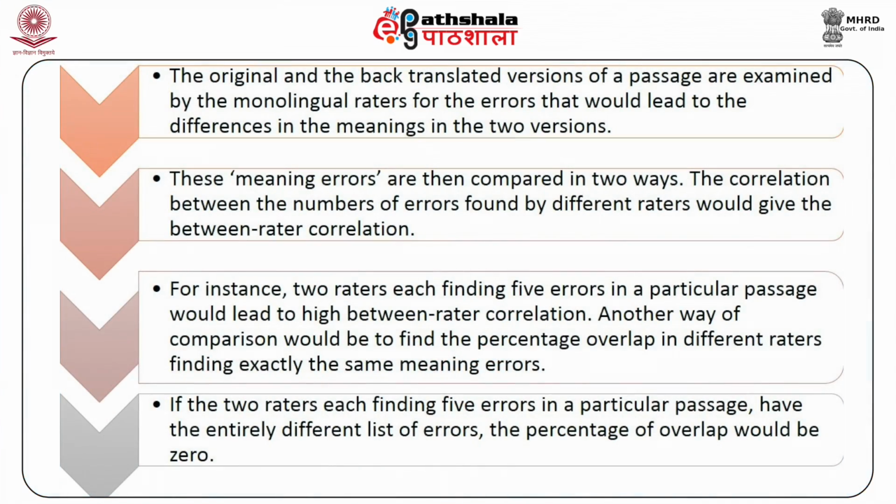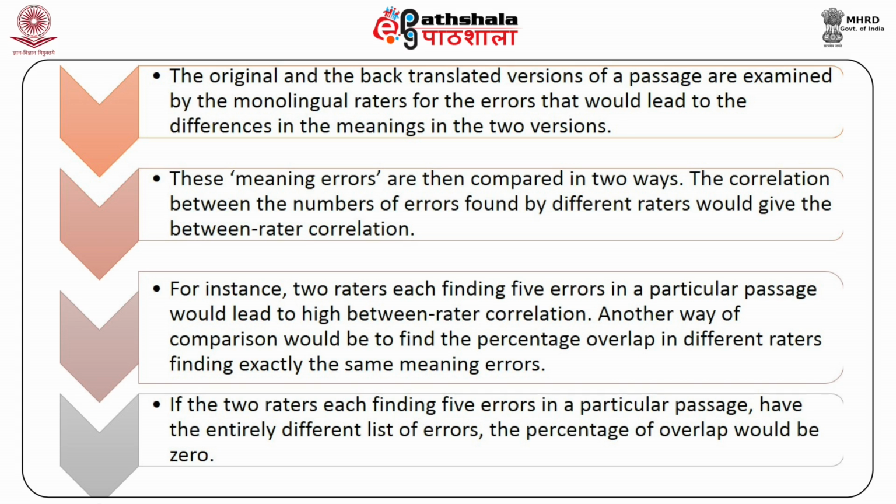1. The original and back translated version of a passage are examined by monolingual raters for the errors that would lead to differences in the meaning in the 2 versions. These meaning errors are then compared in 2 ways. The correlation between the number of errors found by different raters would give the between rater correlation. For instance, 2 raters each finding 5 errors in a particular passage would lead to high between rater correlation.